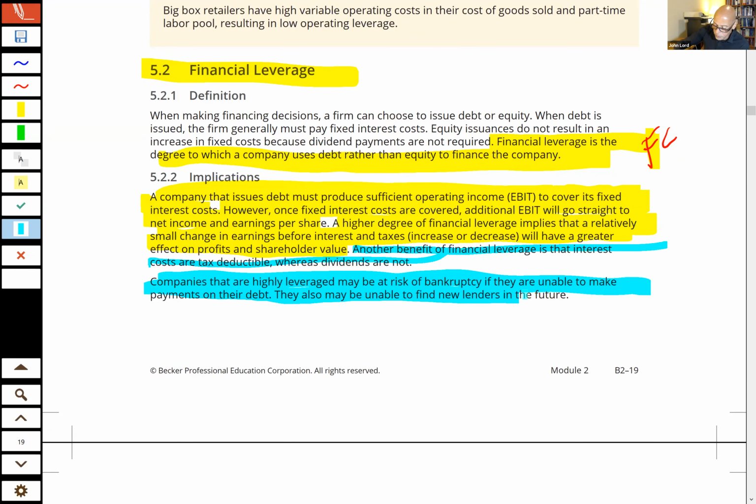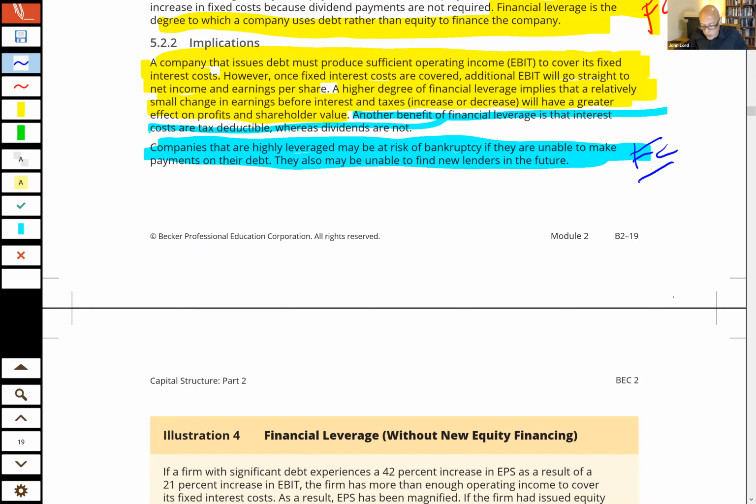They also may be unable to find new lenders in the future. And that's why often the lenders will say, hey, we're going to put a debt covenant in there to keep you from issuing debt on top of debt, because we have this risk when we're trying to exercise financial leverage, and so they use loan covenants to protect themselves against that.